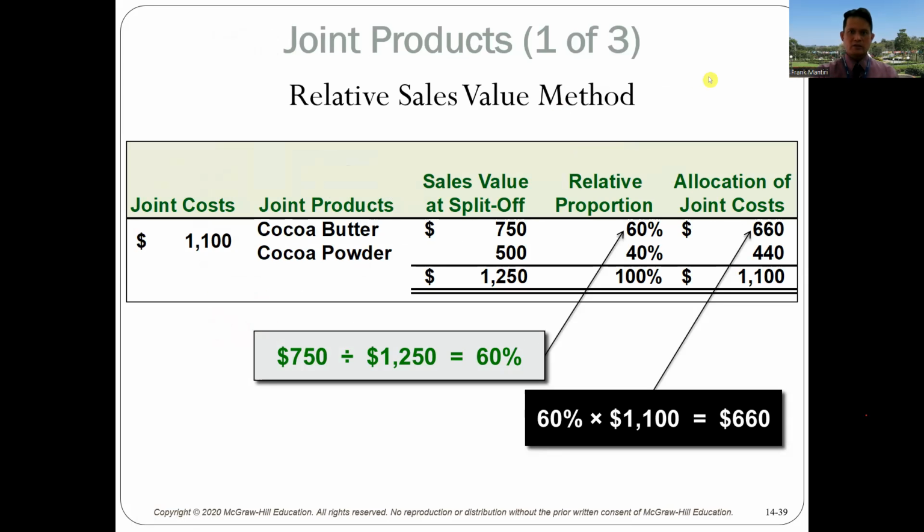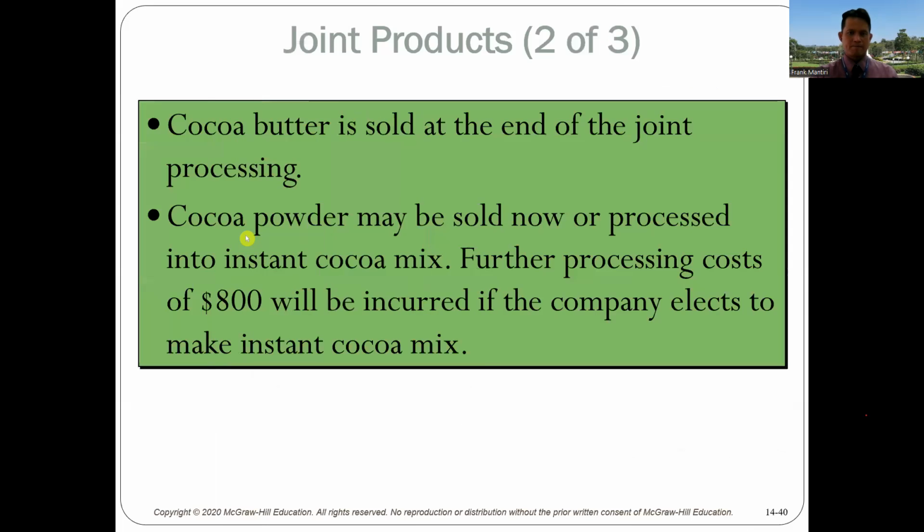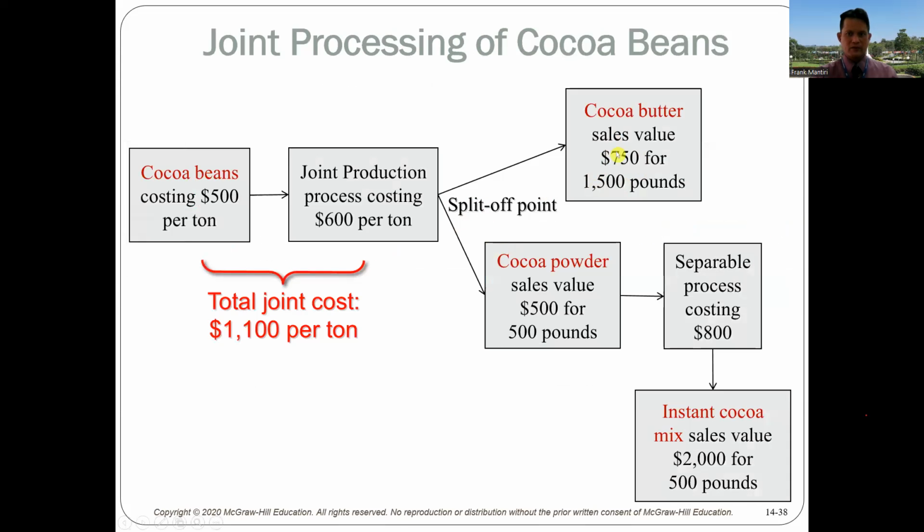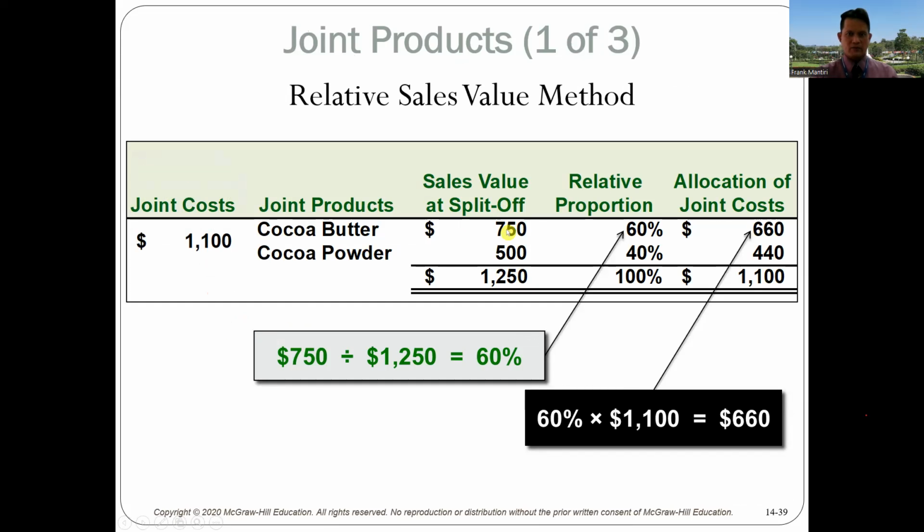So the joint process in this instance about cocoa, you may see it here. This is the joint cost of 1,100. And for the joint products, cocoa butter and powder, the sales value for each is 750 and 500. If you go back, you see the 750 and the 500. It is shown here, 750 and 500.